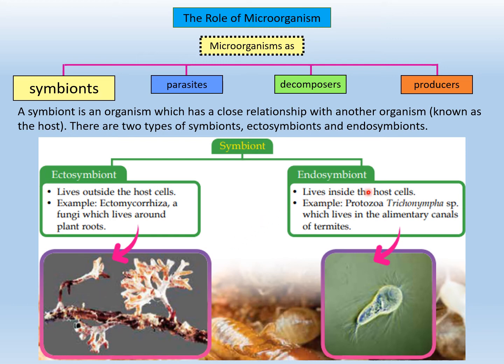And another one is endosymbionts, which live inside the host cells. An example is the protozoa Trichonympha, which live in the alimentary canal of termites.